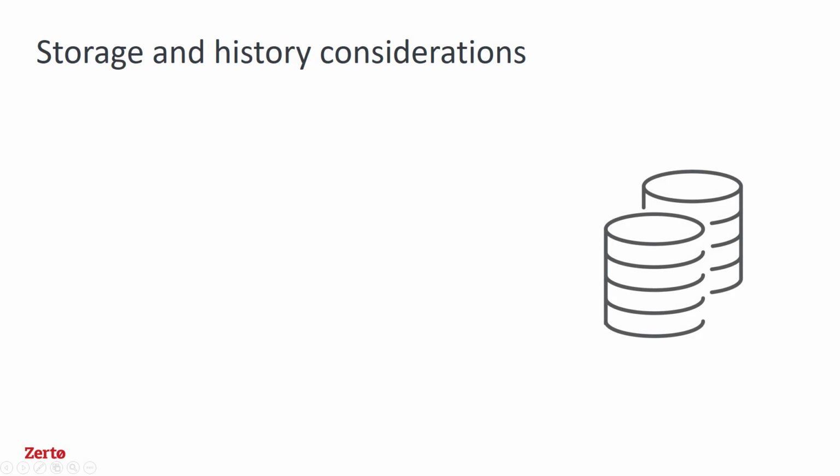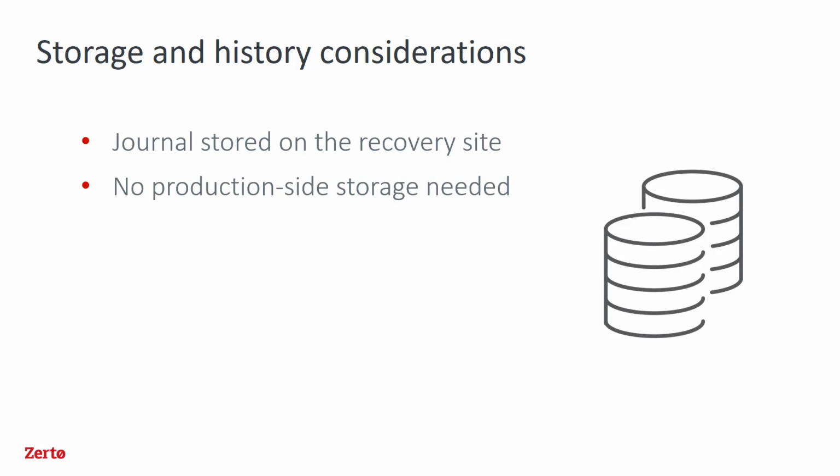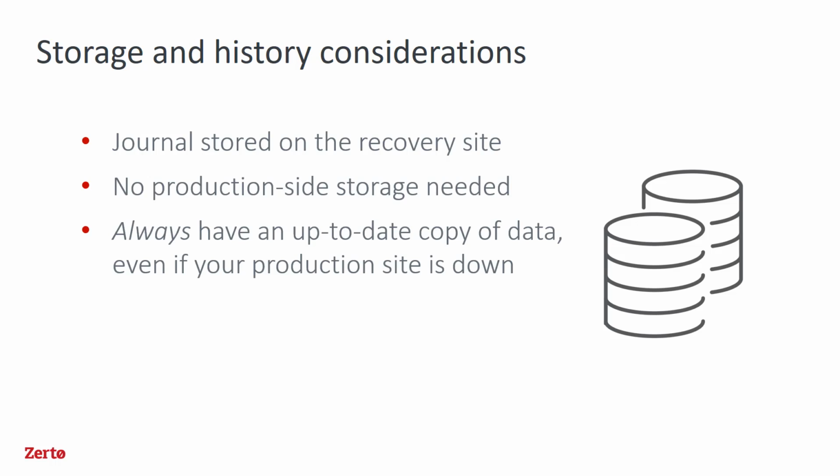When considering your storage needs, it is important to note that the journal is stored on the recovery site. Extra storage on the production side is not needed. The journal data is not written locally before being sent to the recovery site, as with array-based replication. Most importantly, this means that you always have an up-to-date copy of data, even if your entire production site goes down. During setup, the journal defaults to 24 hours.